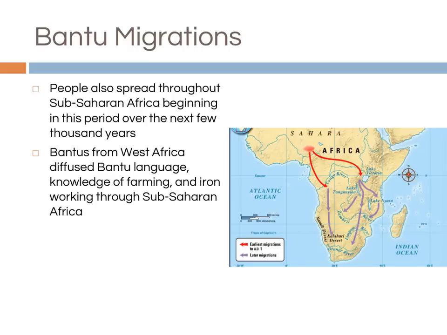So language, farming, ironworking. An example of this, if we looked at a map of Africa and the languages that people speak, the vast majority, with the exception of just a few languages in all of sub-Saharan Africa, even though people speak hundreds of different languages, they're all related to Bantu. So this had a lot to do with Africa's future cultural development.